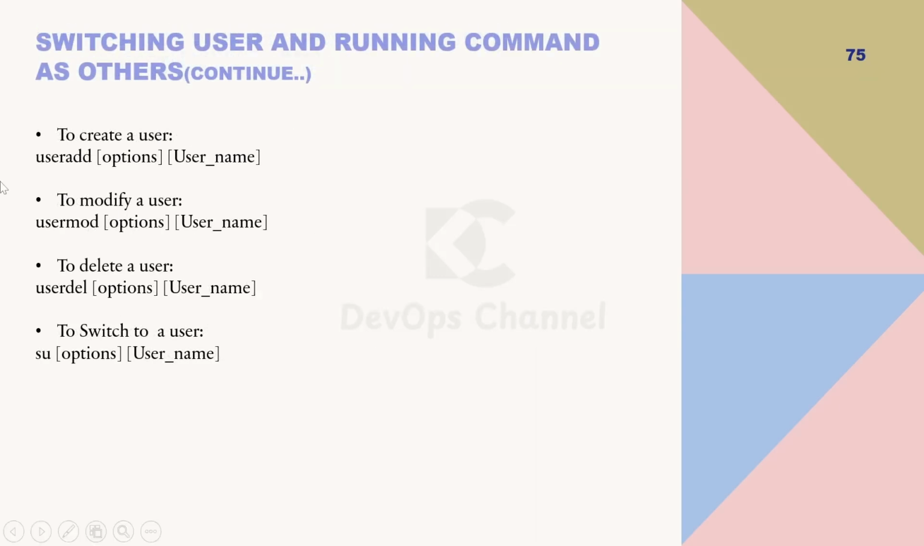Now for creating a user you can use the useradd command, and there are a bunch of options supported in there, so we'll learn about that. To modify a user you will use the command usermod. To delete a user you will use the userdel command, and to switch to a user for running commands as a different user you will use su. There are a bunch of options supported for these commands. So let's move on to our Ubuntu VM and practice them.